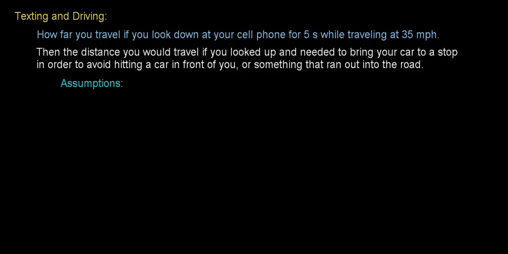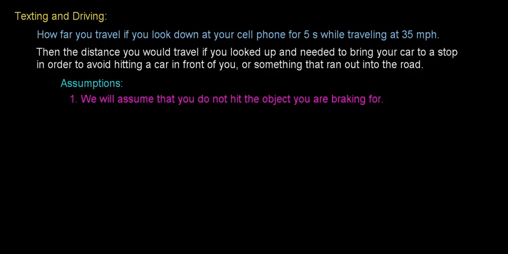Now, to calculate the distance you travel while you're trying to come to a stop, we're going to make a few assumptions. The first thing we're going to assume is that you do not hit the object you're braking for. Another way to think about that is we're going to calculate the minimum distance that that object has to be away from your car between the time that you first notice it and your car comes to a stop.